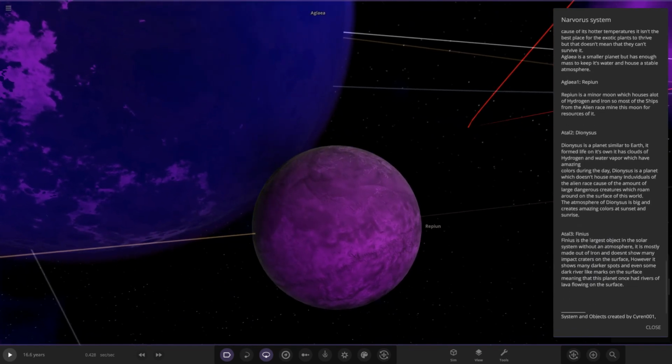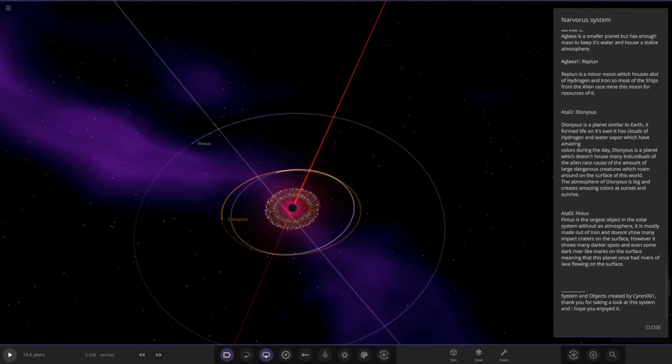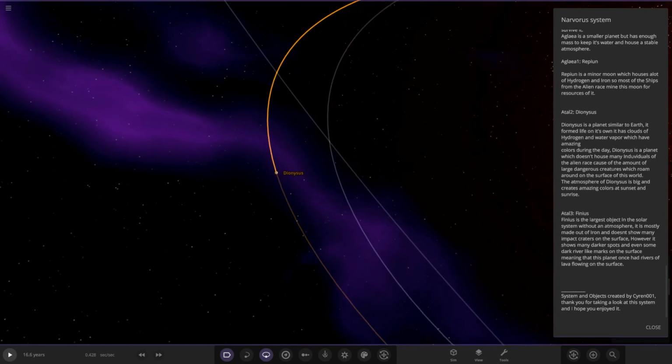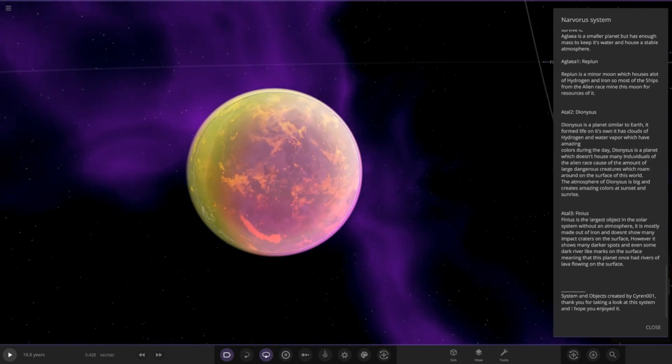Right, next up we've got Diosus. I hope I'm saying these names right. I probably haven't though. This is a planet similar to Earth. It formed life on its own. Oh, that does look cool.